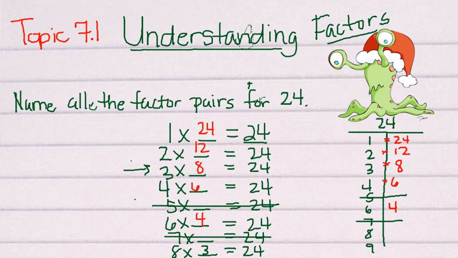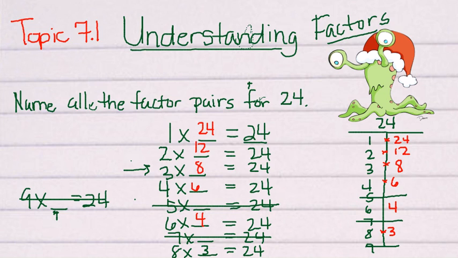3. So I'm going to put in 3 over here, so it's like a times sign. And then 9, and I ran out of room, so I will go over here. 9 times some number equals 24. Is there a number that can go in here that's a whole number? No. Cross it off.